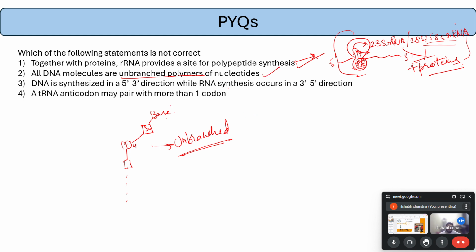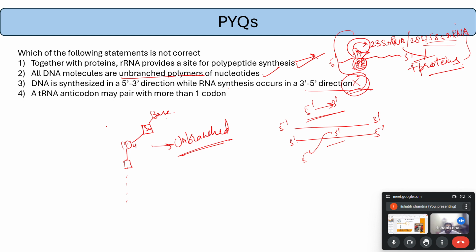Now talking about the option, DNA synthesis occurs in 5 prime to 3 prime direction, while RNA synthesis occurs in 3 prime to 5 prime direction. So what happens? This is the DNA strand, and if we are talking about the replication, it happens in 5 prime to 3 prime direction always. And talking about the RNA, it also happens in the 5 prime to 3 prime direction. So this option is wrong.